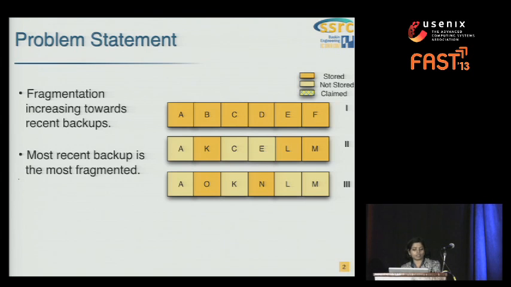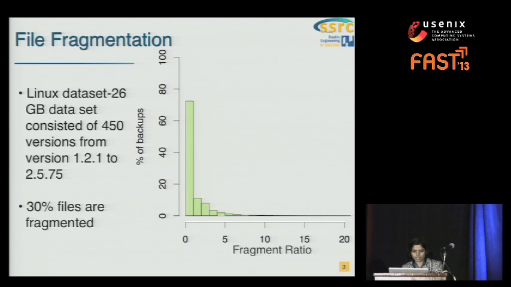As you see in the picture, the first backup had A, B, C, D, E, F, while for the second backup, since A, C, E were already there, we stored only K, L, M. So there is fragmentation, and with the third backup, it's more because we have more shared chunks. So let's look at the file fragmentation here. Fragmentation is inevitable for both deduplicated and non-deduplicated systems, and it affects retrieval performance to a great extent.